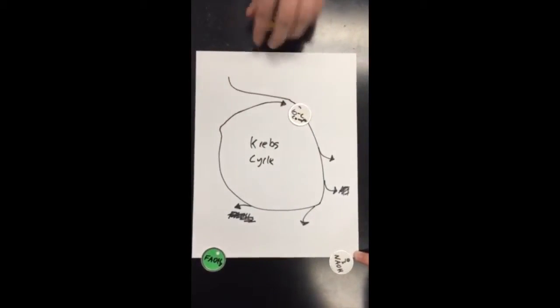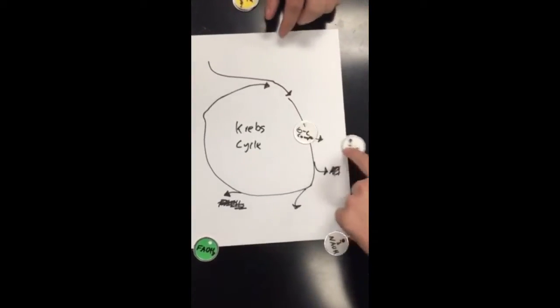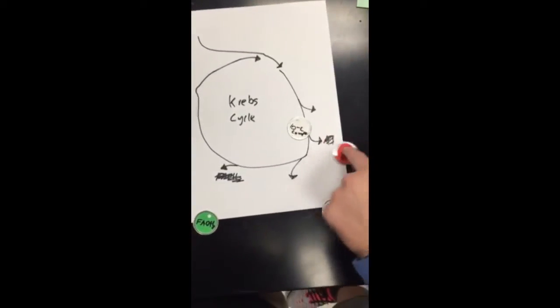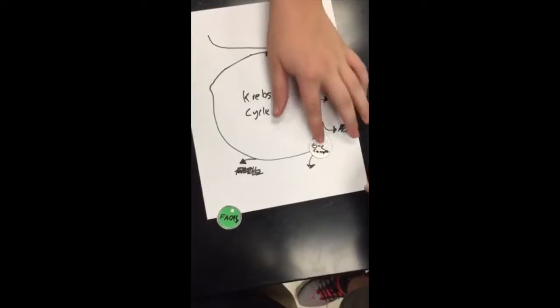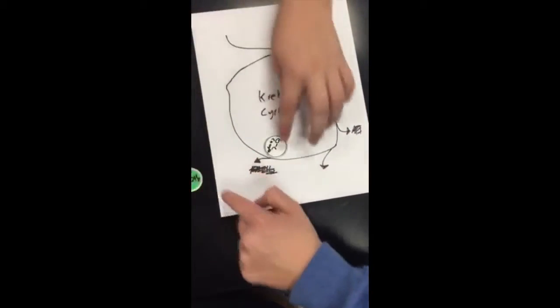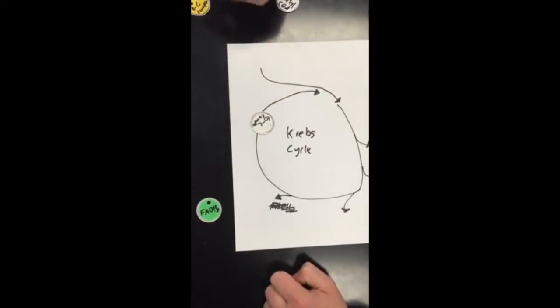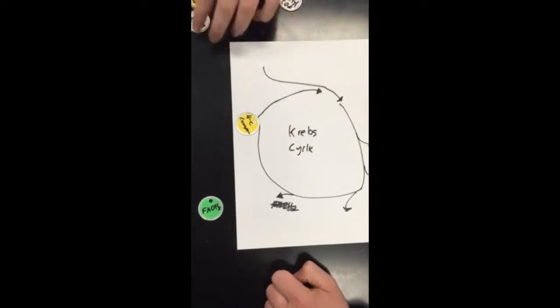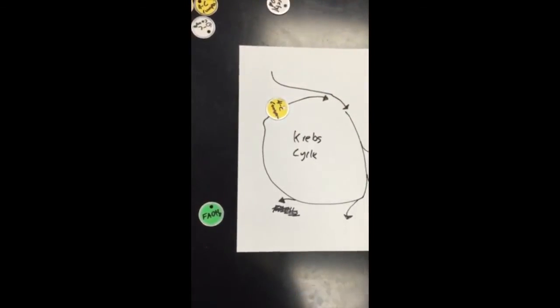The 6-carbon molecule is broken down, releasing 2 molecules of CO2, also generating ATP, NADH, and FADH2, which is very vital in the electron transport chain. Lastly, a 4-carbon molecule is produced, starting the whole cycle again.